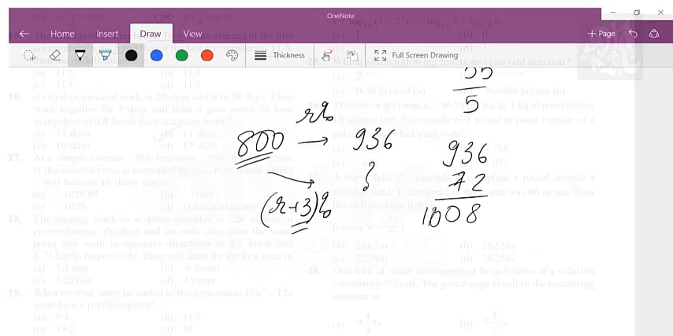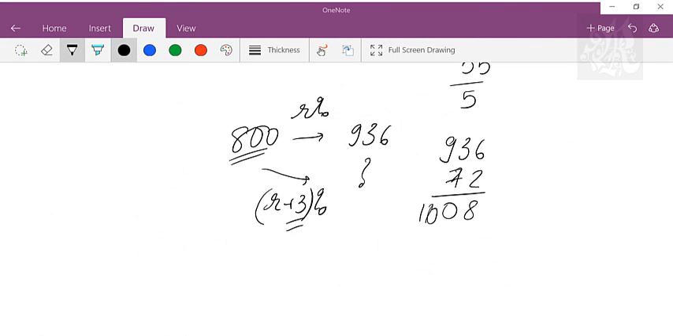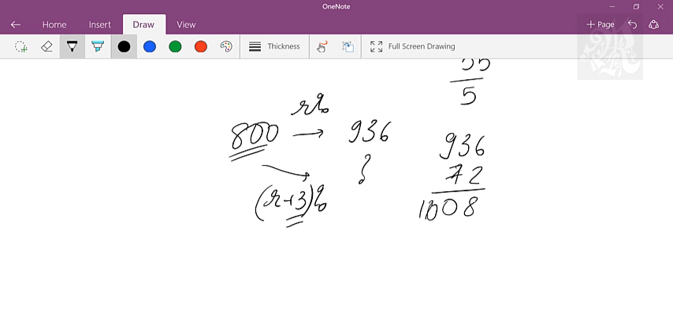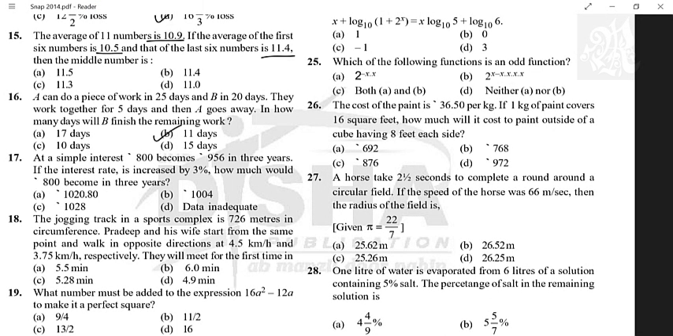Alright, I'm so sorry. It becomes 956, not 936. So it's going to be 956 plus 72, which is 1028, which is C.